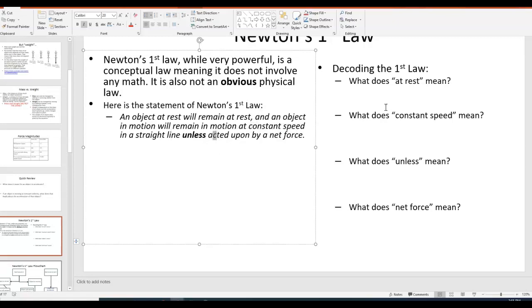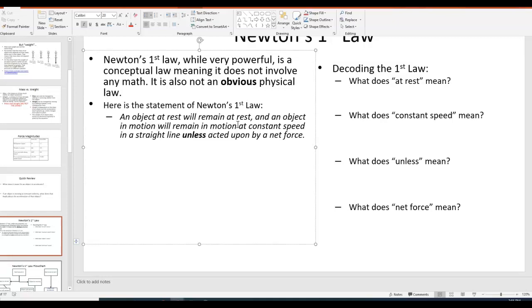So what does that mean, at rest? Well, we know from past units that being at rest means your velocity is 0. You're not moving. The object is standing still. So basically it starts off by saying, if an object is not moving, it's going to stay not moving. And an object that is in motion, that means an object that's moving, is going to stay moving.